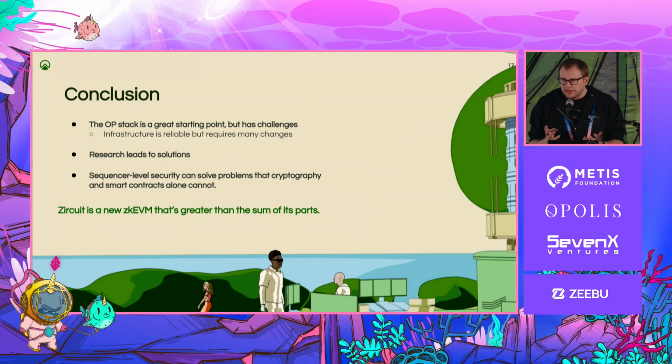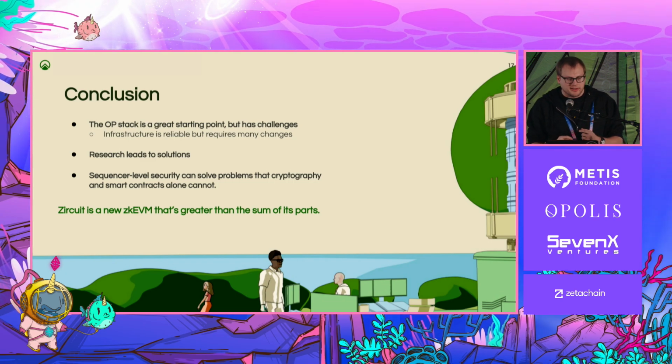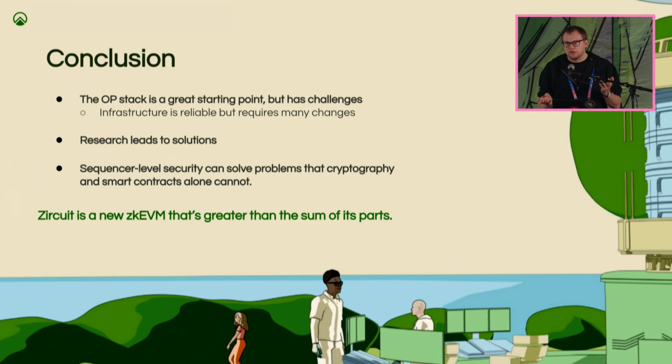Either way, if you're building a ZK rollup on the OP stack, it's not as easy as it looks. It's not just forking something and saying put a ZK system in there, but research can overcome all of these problems and can actually, at the end of the day, get you a really functional, nice rollup. And you can do some really cool stuff with it. And then you can do even more cool stuff with that.